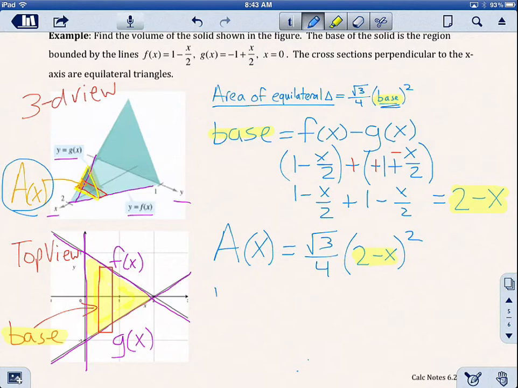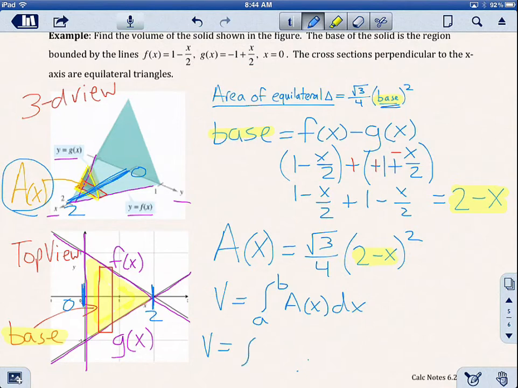So now finding volume, it's going to be the definite integral from a to b of the area of our known cross-section with respect to x. Okay, so a to b, where is this going from? Well, it looks like we're going from 0 up to where they intersect here at 2. So if you're looking at the top view, that's what you're looking at. If you're looking at the 3D view, it's going to be along this path right here. So from 0 to 2.